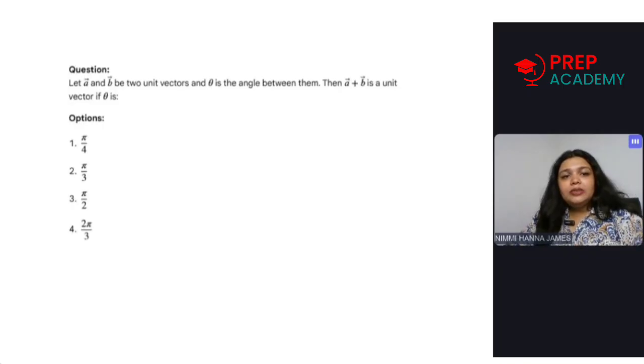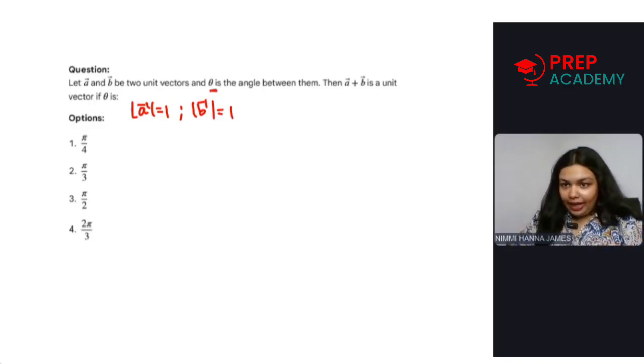Let a vector and b vector be two unit vectors and theta is the angle between them. Then a vector plus b vector is a unit vector if theta is... Okay, so we have two vectors, a vector and b vector. It is given that they are unit vectors. That is, modulus of a vector is equal to 1 and modulus of b vector is also equal to 1. And also it is given that theta is the angle between a and b.